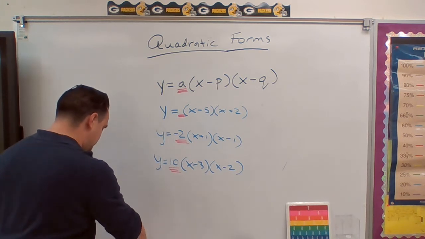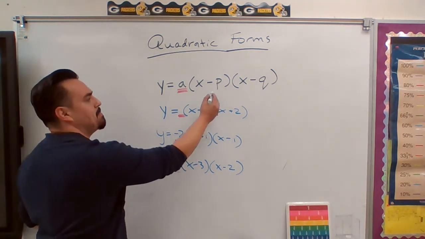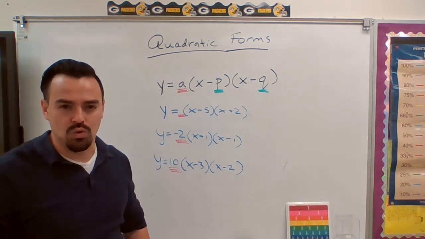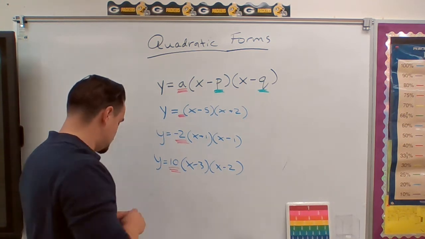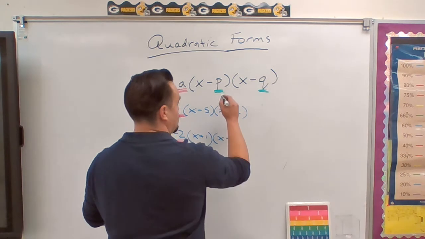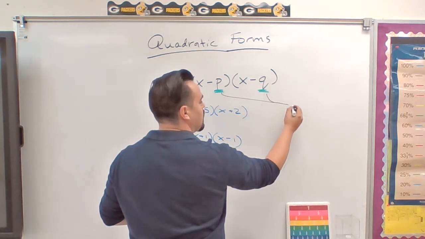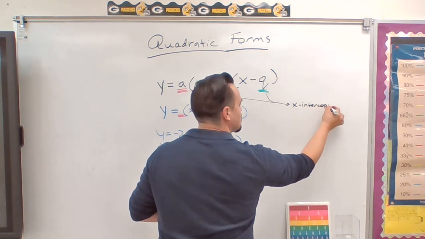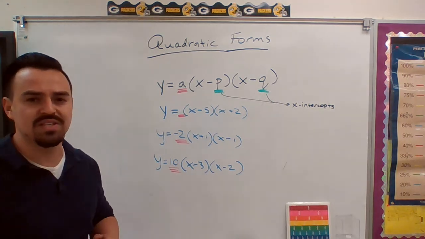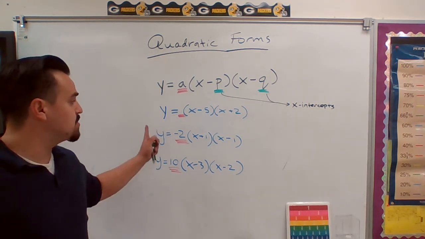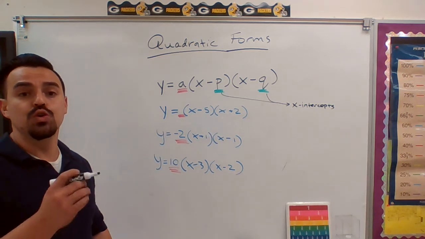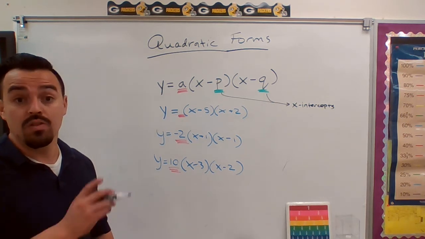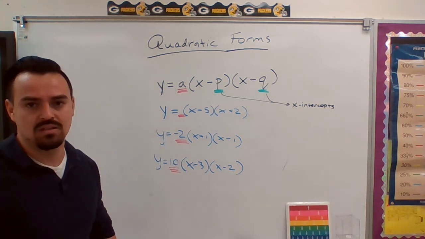All right, next up, let's look at our P and Q. P and Q represent our x-intercepts. So if the previous form was standard form, this is x-intercept form. When you see these different things, you are automatically given the point, or in this case, the 2 points, where these parabolas intersect the x-axis.